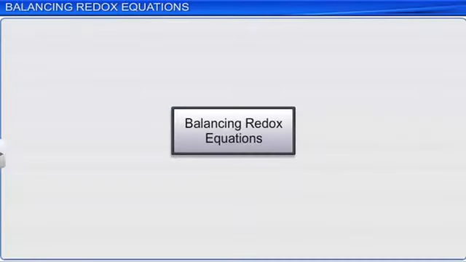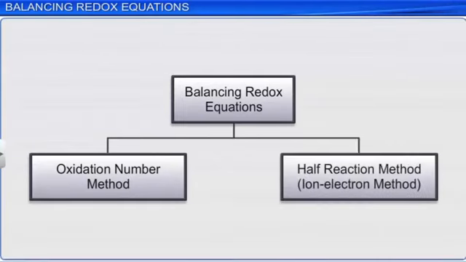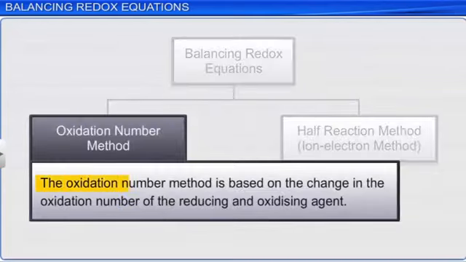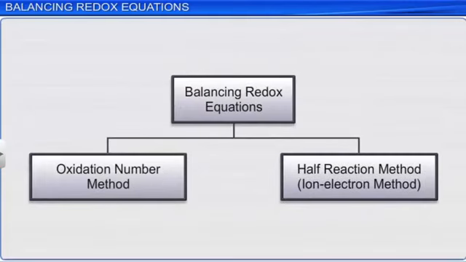There are 2 methods to balance redox equations: the oxidation number method and the half reaction method, also known as the ion-electron method. The oxidation number method is based on the change in the oxidation number of the reducing and oxidizing agent. The half reaction method is based on splitting the redox reaction into 2 halves, the oxidation half and the reduction half. Let's discuss the various steps to balance the redox equation using the oxidation number method with the help of an example.